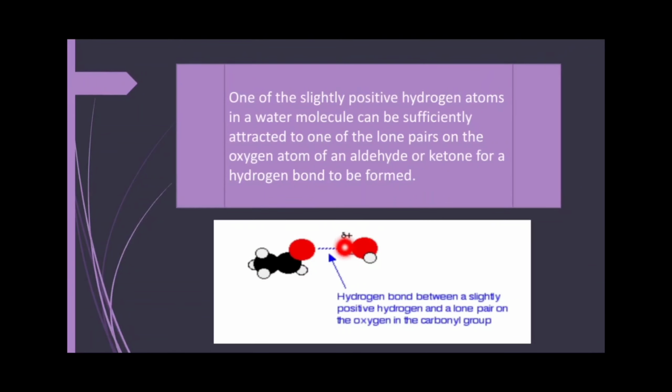One of the slightly positive hydrogen atoms in a water molecule can be sufficiently attracted to one of the lone pairs on the oxygen atom of an aldehyde or ketone for a hydrogen bond to be formed. There will also, of course, be dispersion forces and dipole-to-dipole attractions between the aldehyde or ketone and the water molecule. Forming these attractions releases energy, which helps to supply the energy needed to separate the water molecules and aldehyde or ketone molecules from each other before they can mix together.